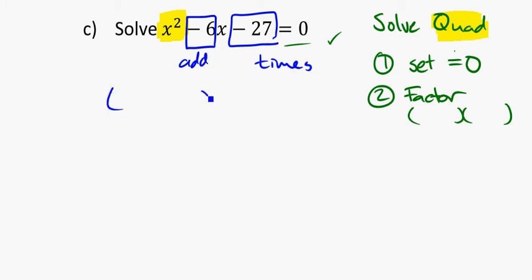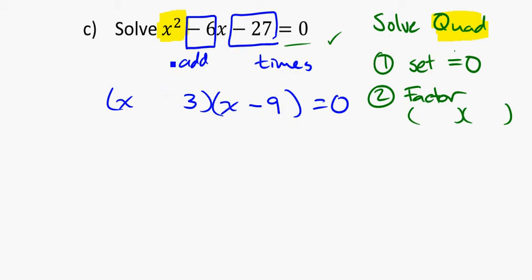So if we think about this, we're going to have two brackets, still equal to 0. We know we'll have an x at the front of each of them. So what times to give negative 27 and adds to negative 6? Well, negative 9 and 6 will times together to give me, oops, not negative 9 and negative 6. Negative 9 and 3 will times together to get me negative 27.